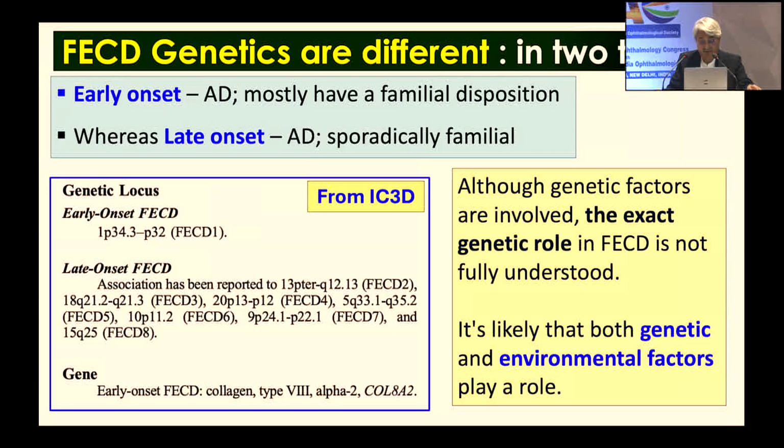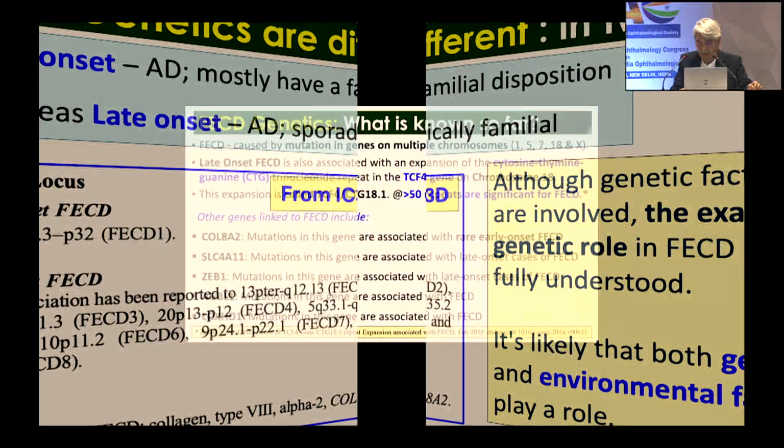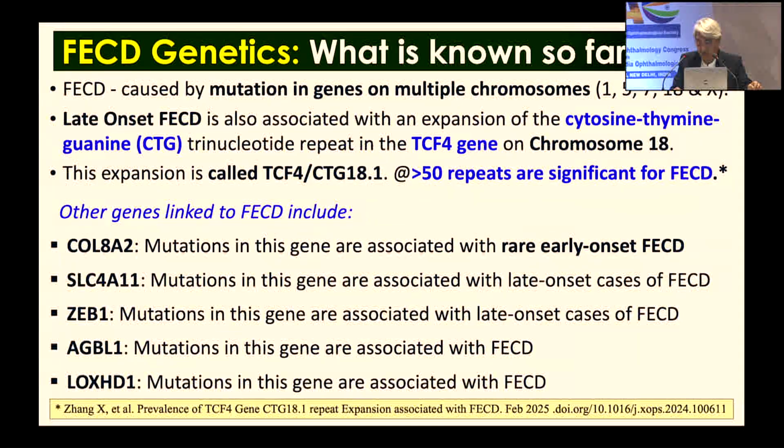This is from the IC3D classification. You see a lot of genes have already been identified. Although genetic factors are involved, the exact genetic role in FECD is not fully understood. It is likely that both genetic and environmental factors play a role. So what is known so far? FECD is caused by mutations of genes on multiple chromosomes: 1, 5, 7, 18 and X.